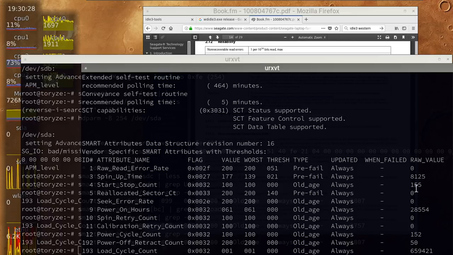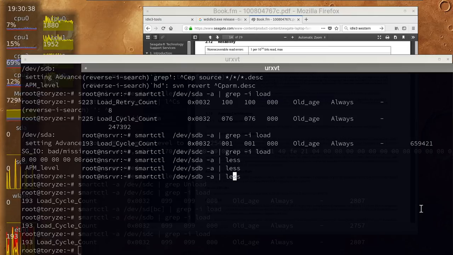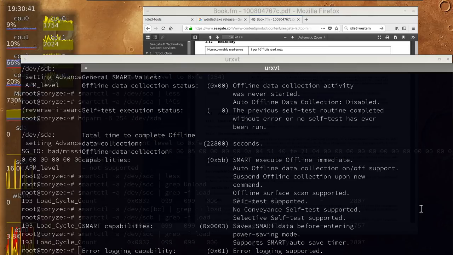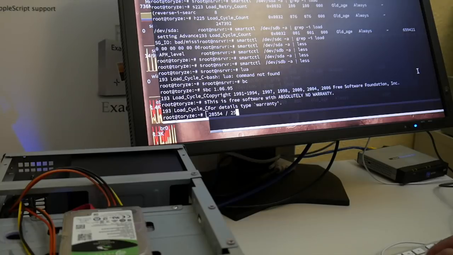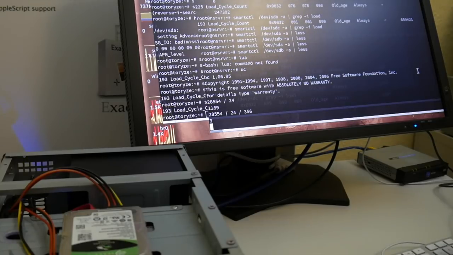You see the total start-stop count is only 155. They were used in the test server before they were used in this production system. And power on hours are 28,000. Let's see, what do we have on the other drive? This has even fewer power on hours and an even lower start-stop count. If this value is correct, the first drive may already be running 3 years.